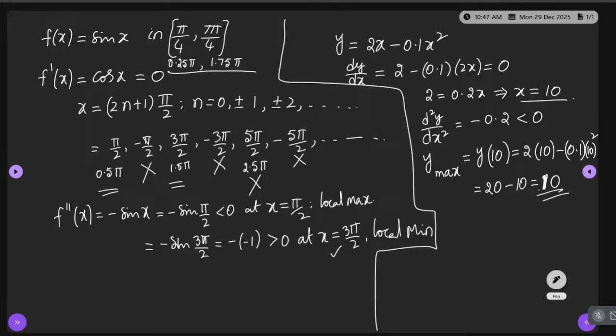Next, maximum and minimum of two variable functions.